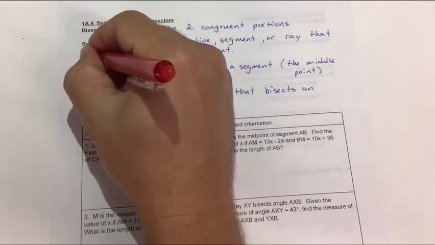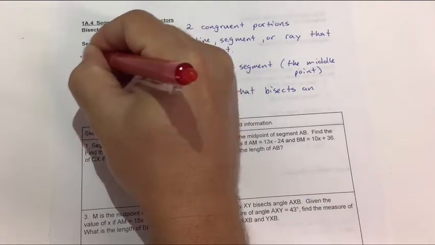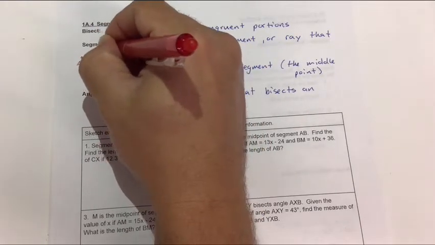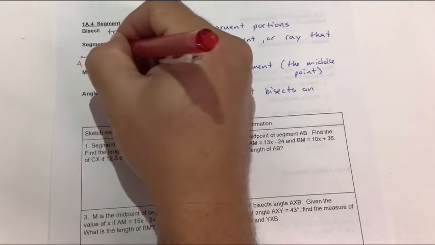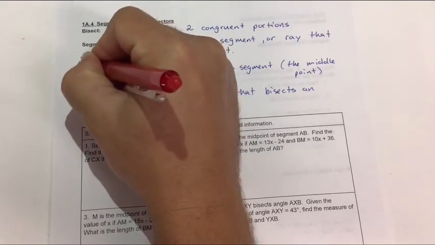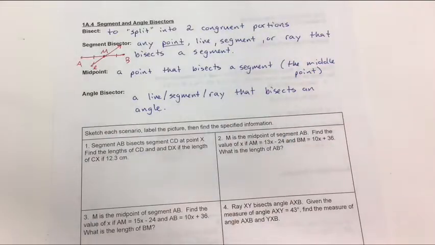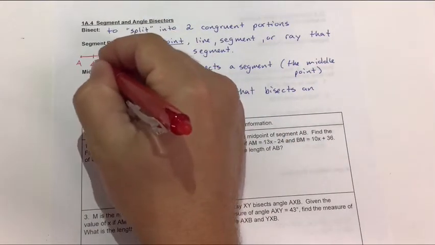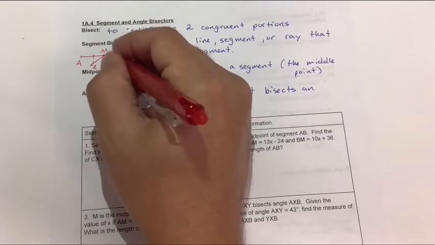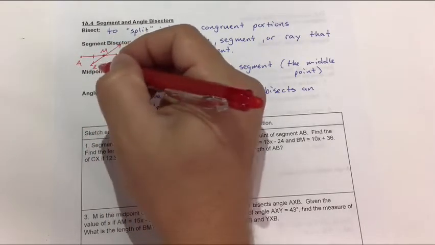So if I've got a segment AB, and I say that M is the midpoint, that means this segment's congruent to that. Let's say I had a line L that went through point M. That line L would be a segment bisector. Point M could even be called a segment bisector, but M is the midpoint.